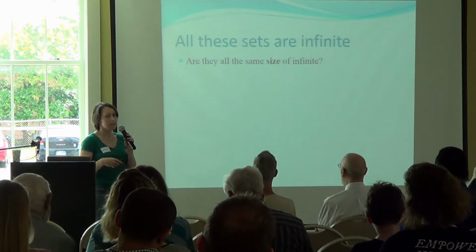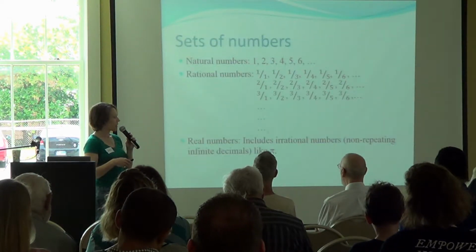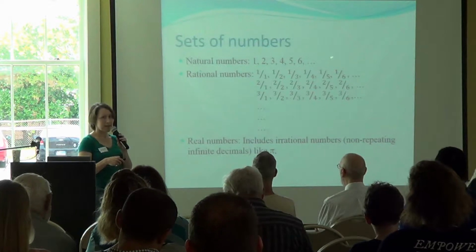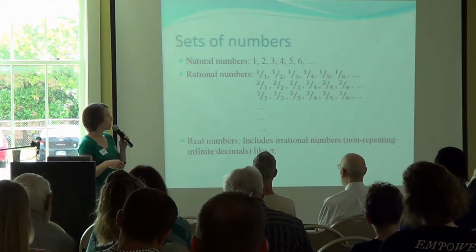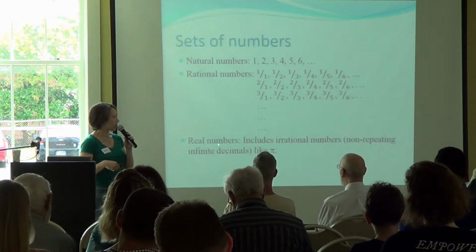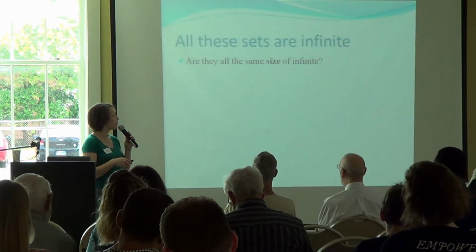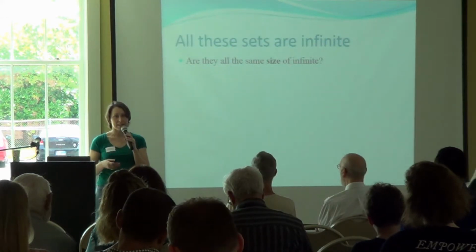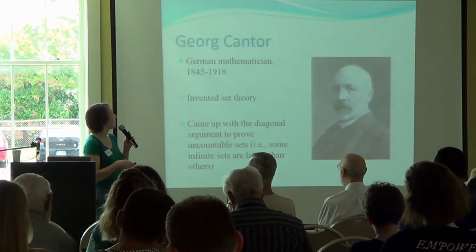And these are all infinite sets. Your counting numbers go on forever. There's no last number. You can count as high as you want. Rational numbers are also infinite. Real numbers are also infinite. But are they all the same size of infinite?